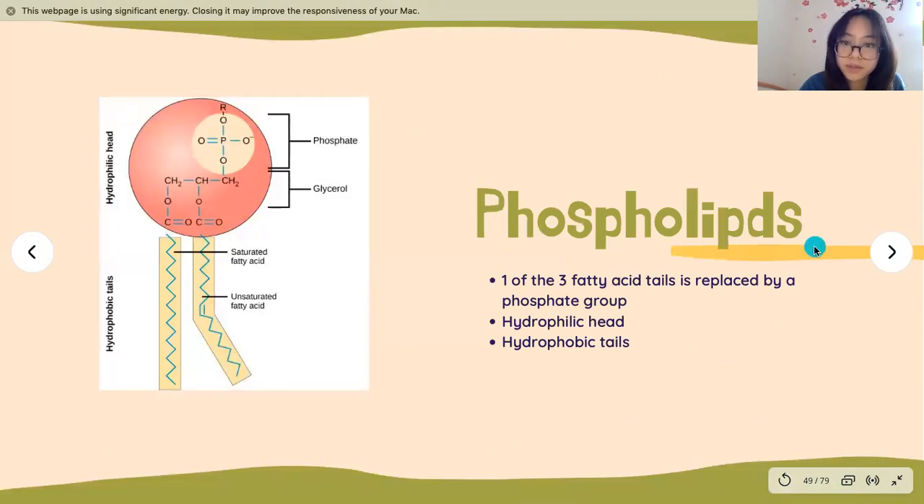These are the phospholipids. So one of the 3 fatty acid tails is replaced by the phosphate head here. So it means that it has a hydrophilic head and hydrophobic tails.